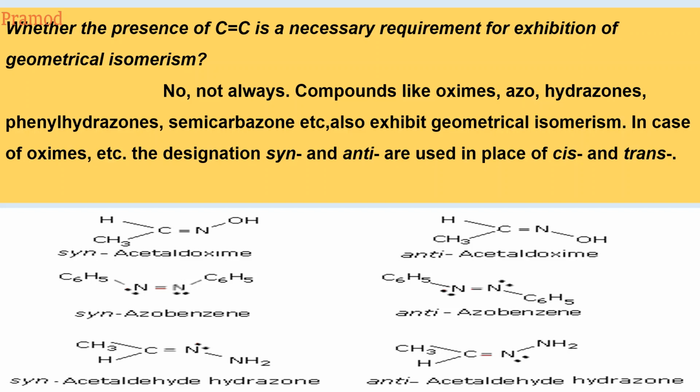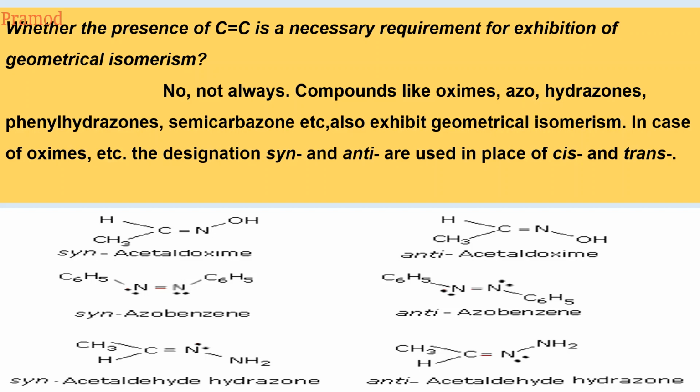Now, in case of hydrazones, when NH2 and H are on the same side, it is known as syn. A hydrazone is nothing but C=N-NH2; that is known as the hydrazone moiety. So when the nitrogen amino group and the hydrogen are on the same side, it is known as syn. When the hydrogen and the nitrogen are on opposite sides, it is known as anti configuration.